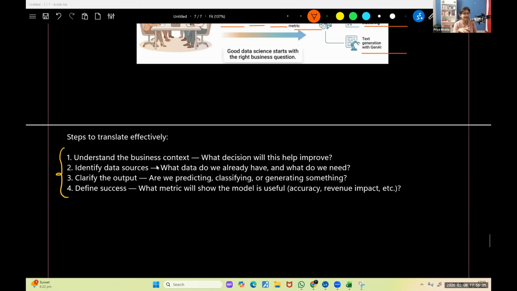The third important thing is to clarify the output. What is the end goal you want to achieve? Do you want to think about prediction? Is it a classification task? Do you want to automate some text generation part, so are you going towards generative AI? Do you want to tackle some image classification task, so are you going towards deep learning? That is very important. Are we predicting? Are we doing a classification task, or are we generating something out of it?